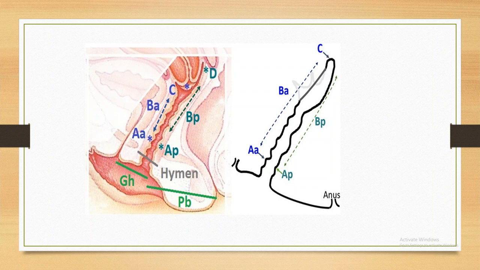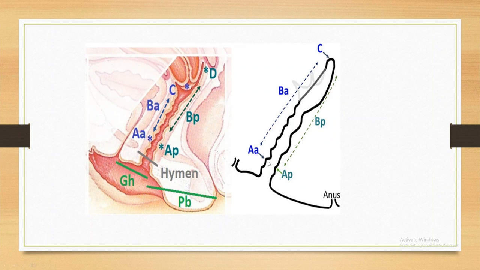In this POP-Q, understanding AA and BA is basically the only difficult thing. Clear till now? So AA and AP should be marked with a reduced prolapse.